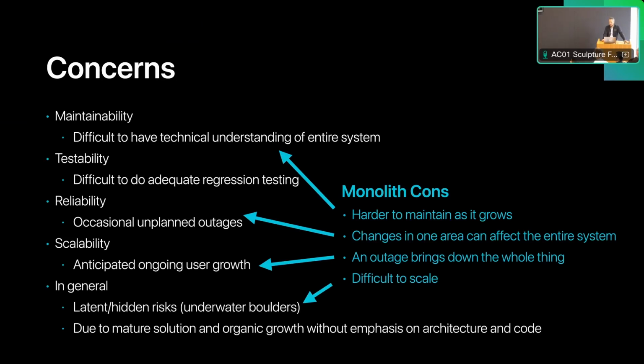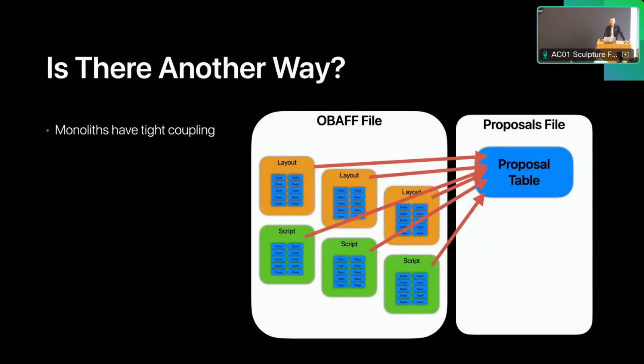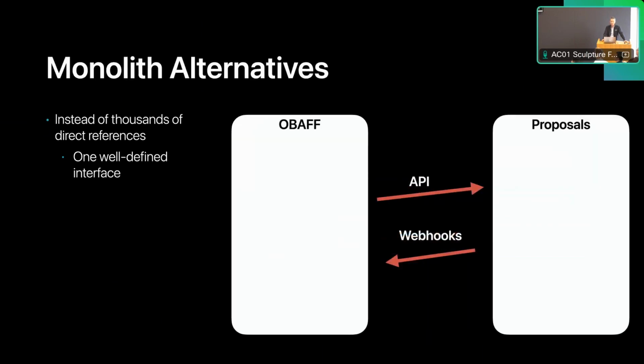Okay, so now we can understand that, but what do we do about it, right? Is there another way? If monoliths have tight coupling, what does it look like if it's not that? So instead of thousands of direct references, we could have one well-defined interface. It consists of a set of API endpoints and some webhooks.